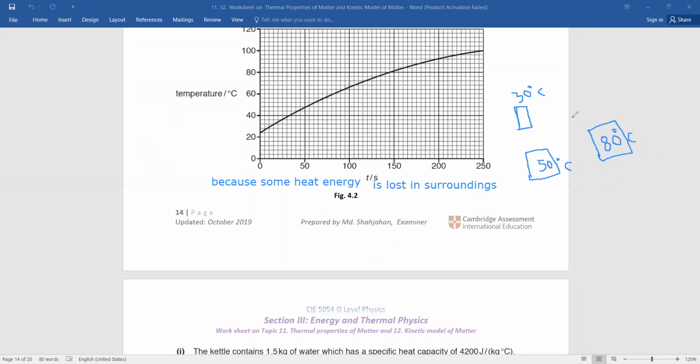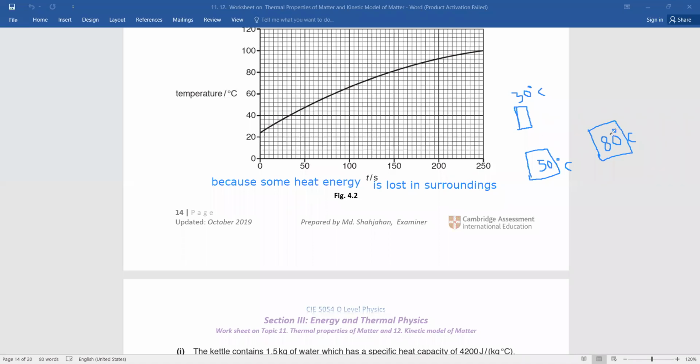Do you understand what I am saying? No, sir. Okay, try to understand. I am explaining again, no problem. If you are given two objects, one is 50 degrees Celsius and another one is 80 degrees Celsius, then which one will lose more heat? 80 degrees Celsius or 50 degrees Celsius?